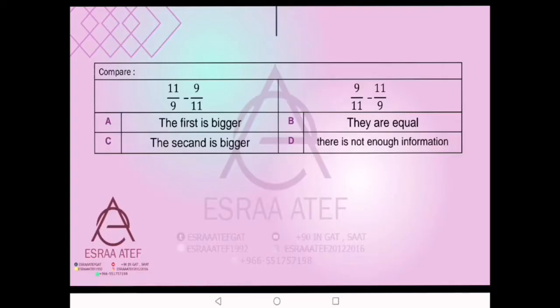Okay, the first one here, he wants you to compare between 11 over 9 minus 9 over 11, which one is bigger, or 9 over 11 minus 11 over 9. Here, without solving, okay, we will not solve.